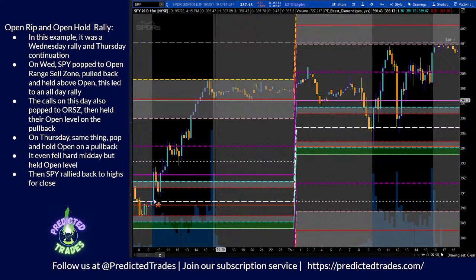So I've shown you a couple of examples where we take off from open. So that's the open rip, and the open hold and rally is similar, where we can take off from open, almost hit our destination, but we pull back and hold open. That is very bullish to get right back up to the highs. And we kind of had that open out the gate, dip back, as long as we hold above open, continue up higher.